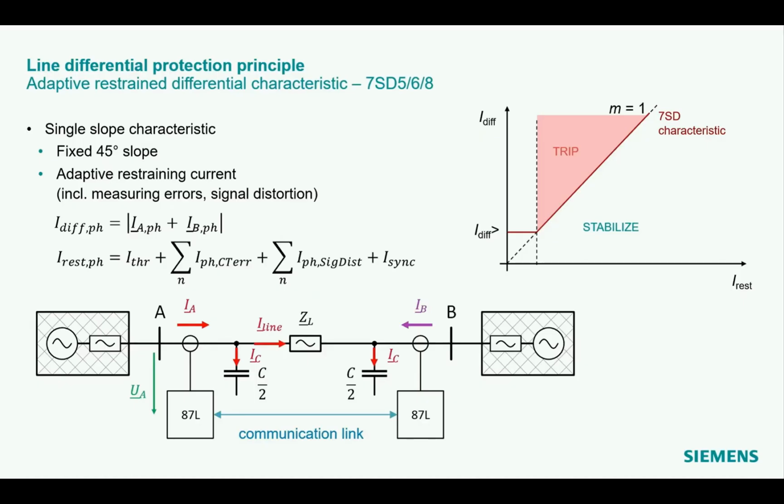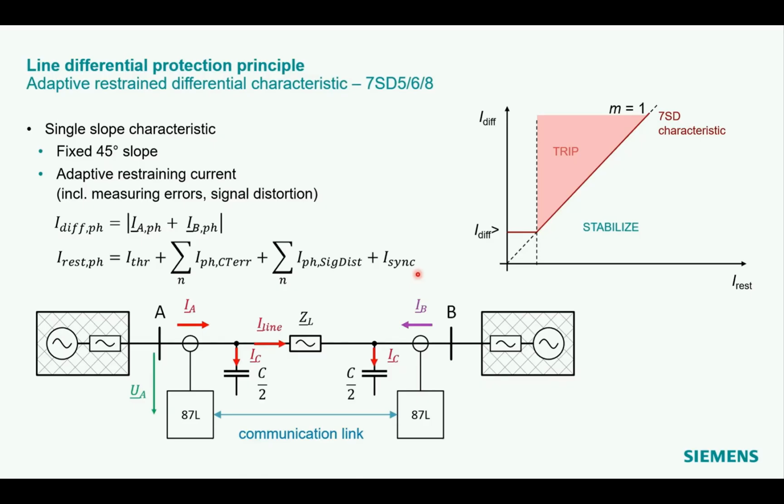The SIPROTEC 7SD series, so the SIPROTEC 4 and SIPROTEC 5 series, use a different restraining current calculation, shown here, which takes into account the CT errors already. The adaptive restraining current calculation considers also the effects of signal distortion and time differences in the communication channel. I will explain this a bit later.